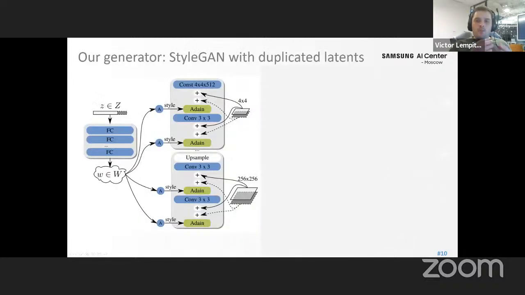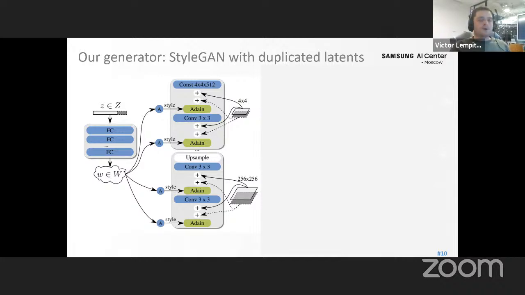Now let me explain how we modify it in order to model videos. Basically, we do a very simple tweak. We split the Z variable into 2 unequal parts, which we call the static part and the dynamic part. So the dynamic part contains something like 3 dimensions, and the static part contains the remaining 509 dimensions.